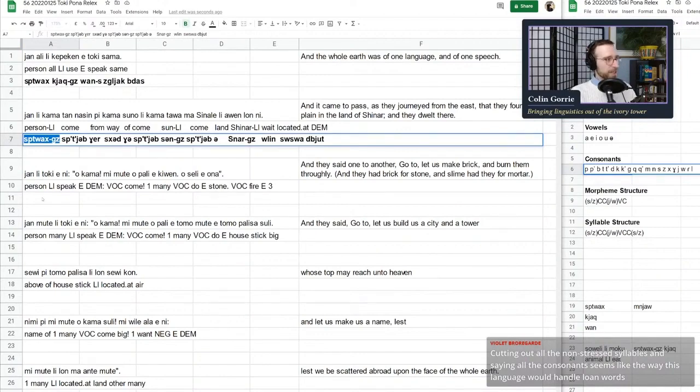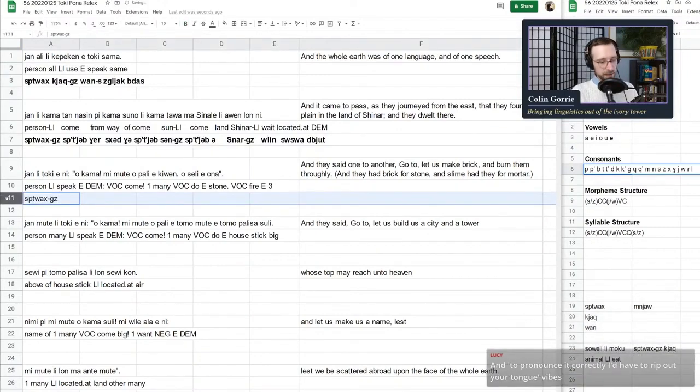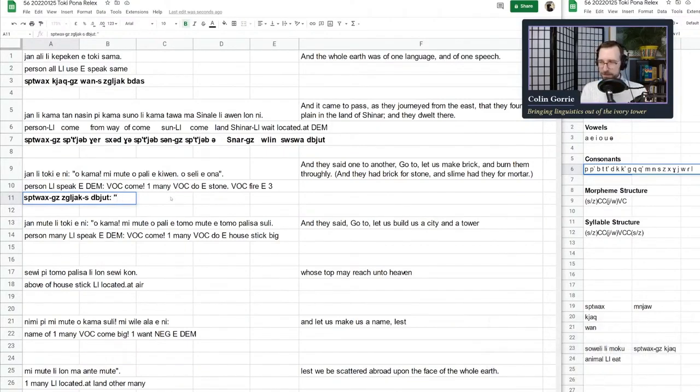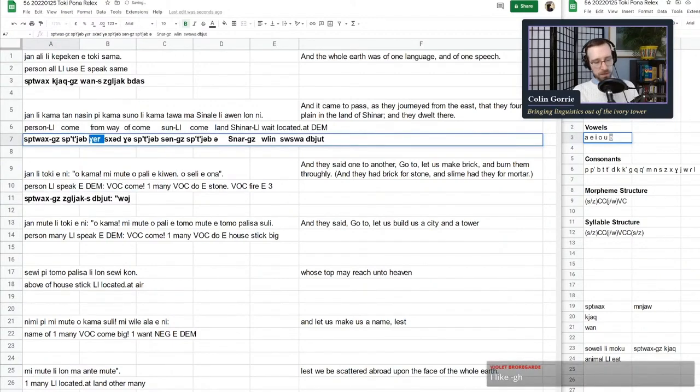We have Yanli Toki e ni. So stwach zgliak. Butte. And then we need something for this O particle. This in Toki Pona is a vocative or imperative particle. We could have something like, I don't know, woi, maybe. Woiger. Okama.